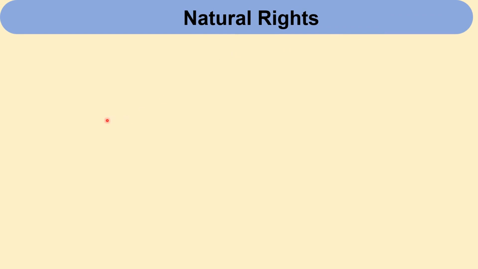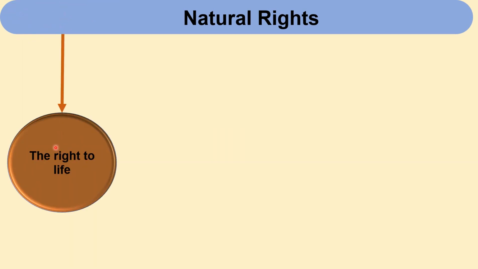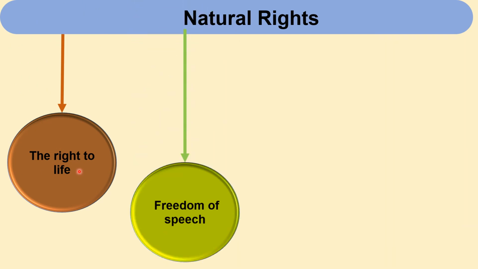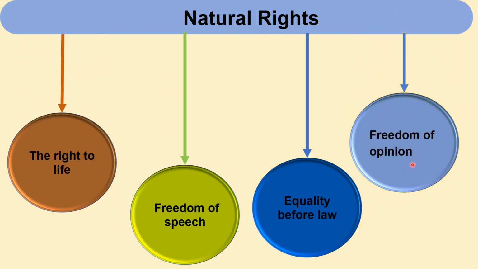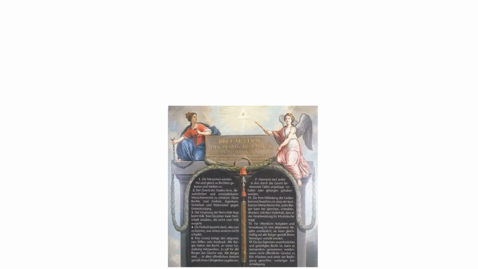Natural rights given by the Constitution of 1791: first is the right to life, freedom of speech, equality before law, freedom of opinion. This is a painting which was painted by Le Barbier, and the Declaration of the Rights of Man and Citizen is shown in this picture.